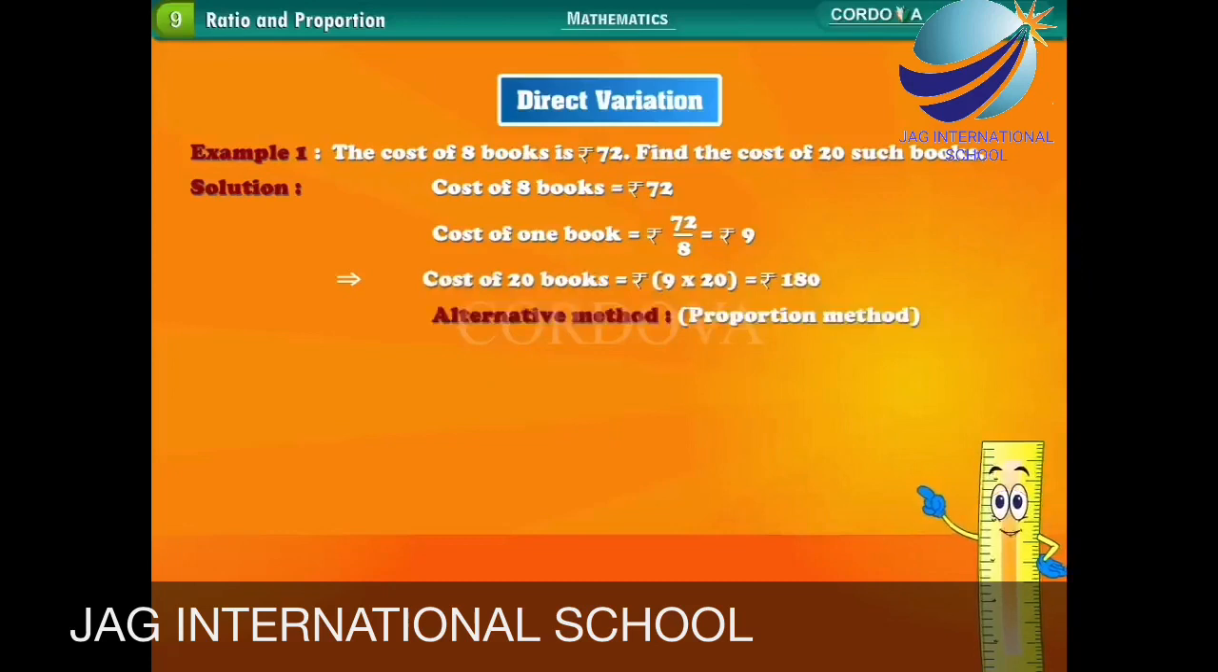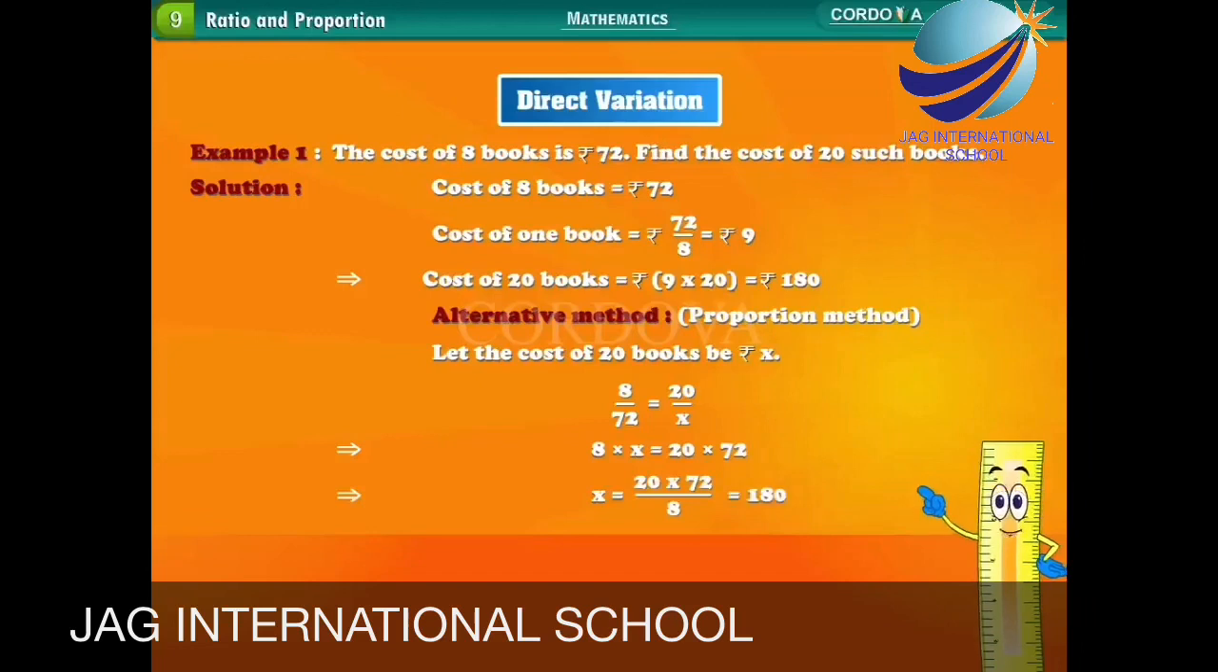Alternative method. Proportion method. Let the cost of 20 books be Rs x. 8 upon 72 is equal to 20 upon x. This implies 8 into x is equal to 20 into 72. This implies x is equal to 20 into 72 upon 8, which is equal to 180. Hence, the cost of 20 books is Rs 180.